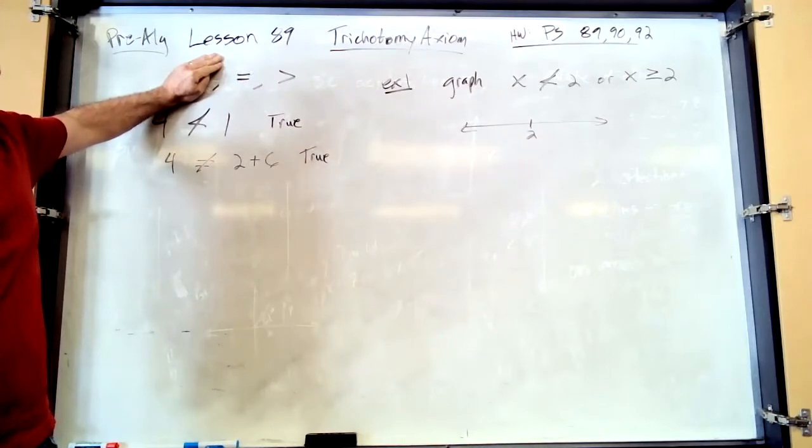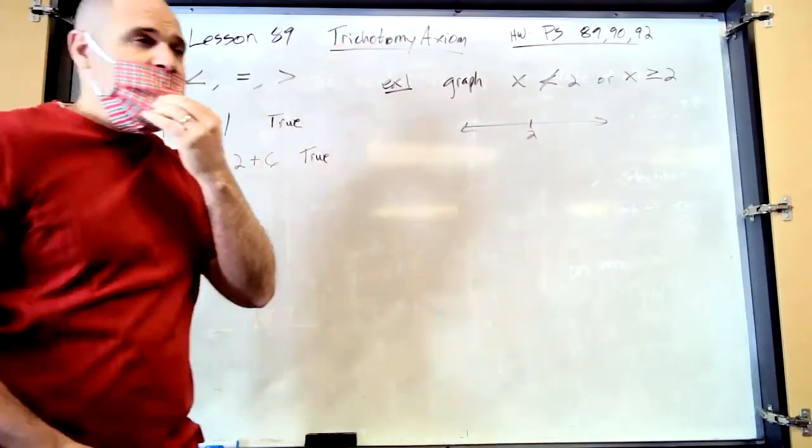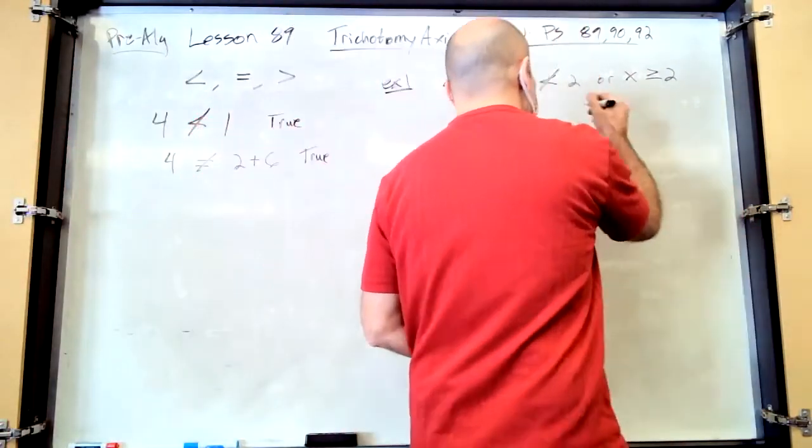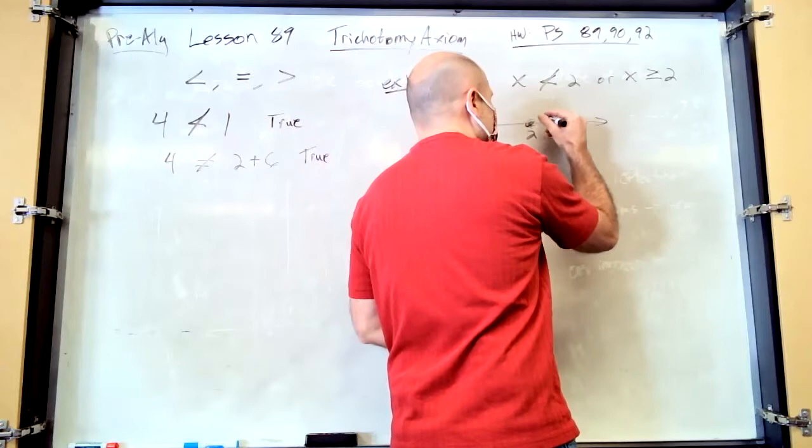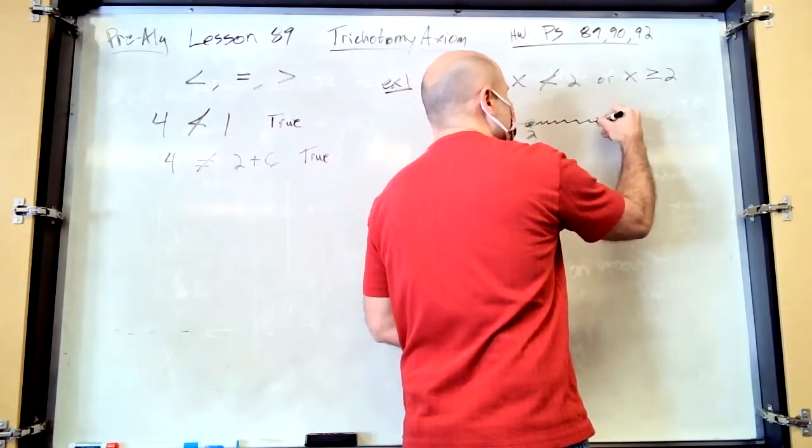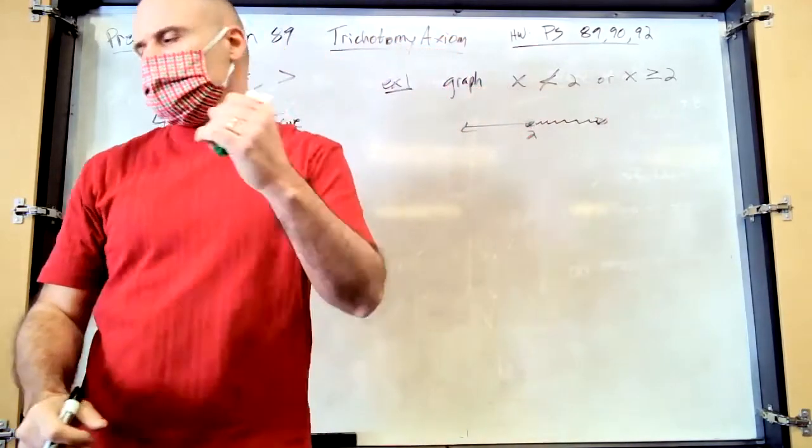You know how to write that symbol, equal to or greater than. That's a greater than symbol with a line under it. And you know how to graph it. Fill it in and shade to the right, and you're done. Okay, let's try another one.